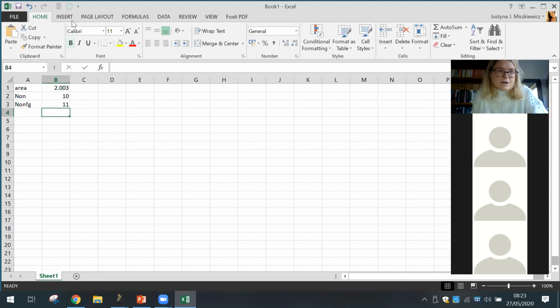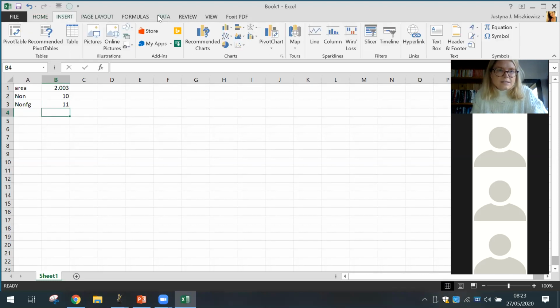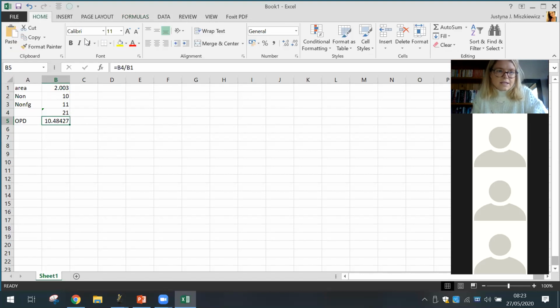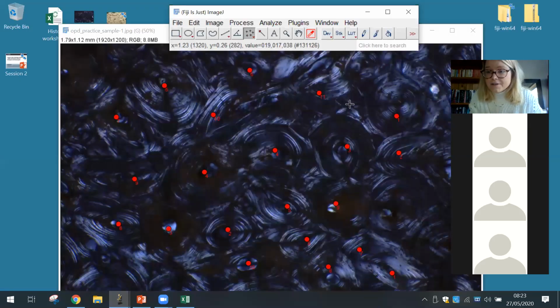Okay, and so all we've got to do now is sum these, which gives us about 21 intact and fragmented osteons. And then we're just going to calculate OPD. So it's 21 divided by the section area. My OPD value is approximately 10.48. Okay, and that's basically it. So I've got about 10.48 for this sample.